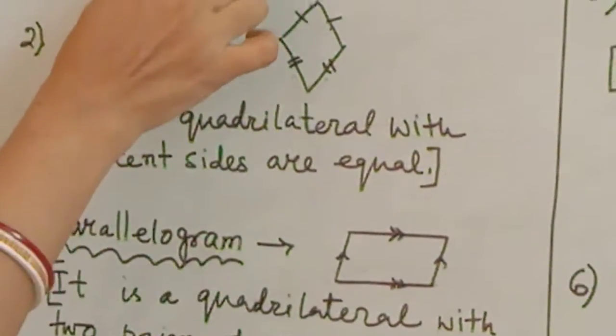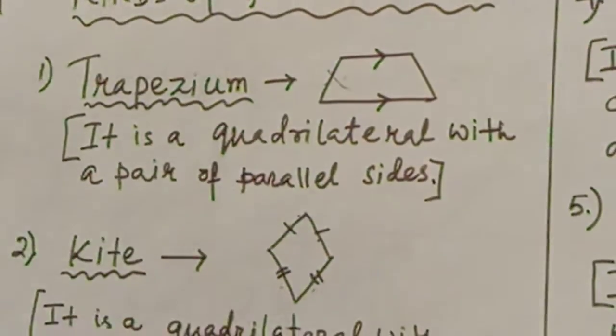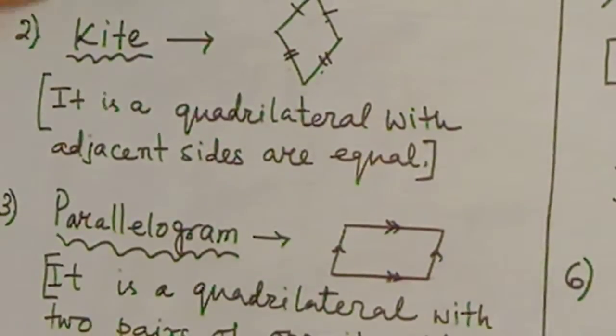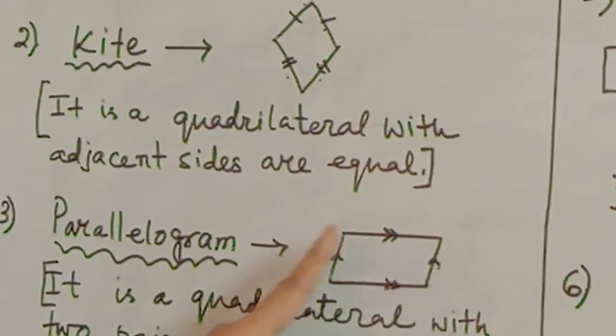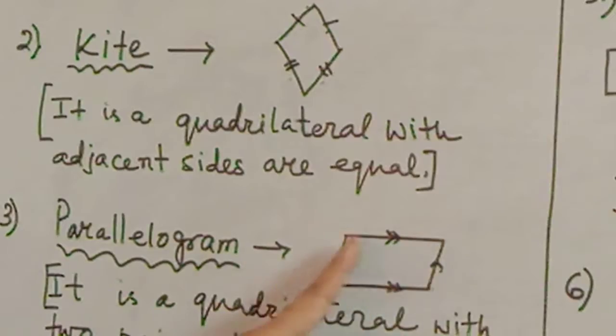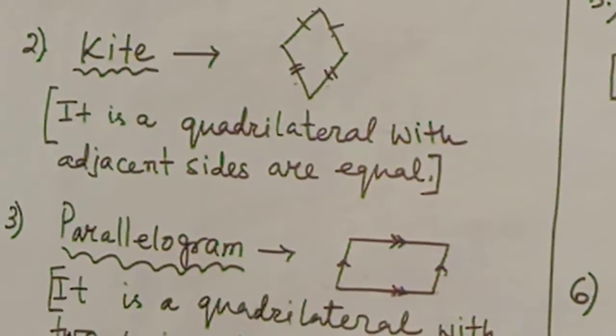You can identify the difference between a trapezium and a parallelogram, which one is a trapezium and which one is a parallelogram. Here both the opposite sides are equal and parallel. Come to the next one.